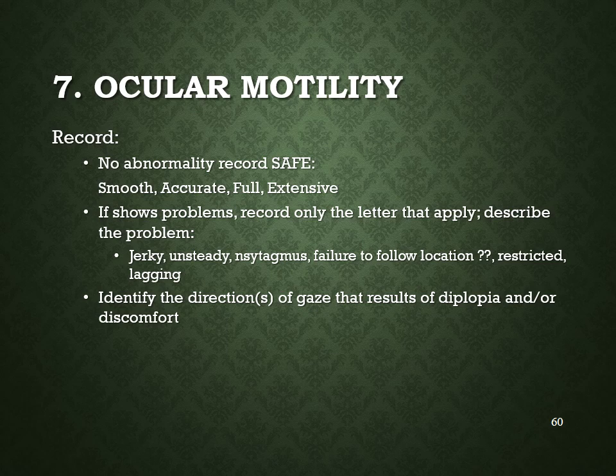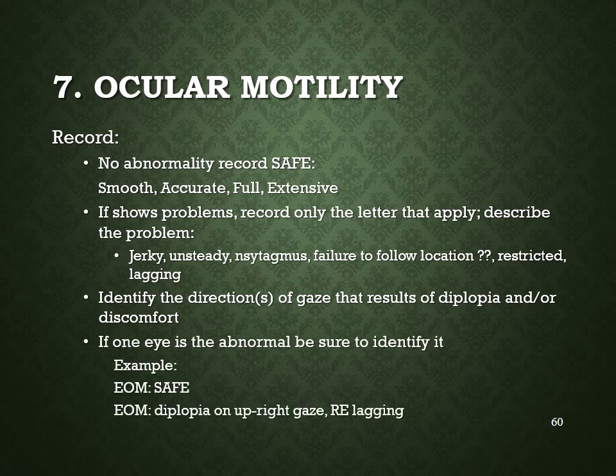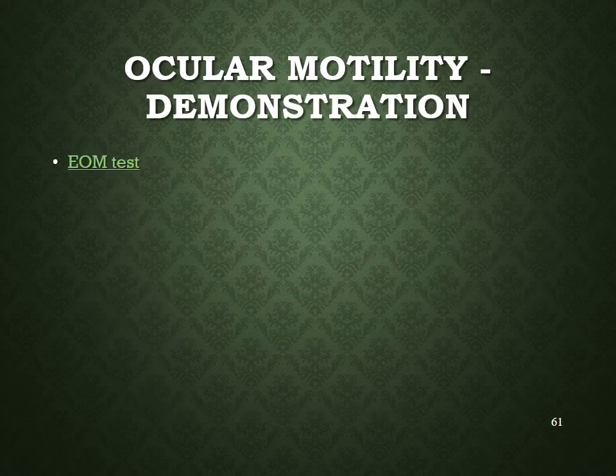Problems include jerky, unsteady, nystagmus, failure to follow location, restricted, or lagging. Also identify the direction of gaze that results in diplopia and or discomfort. If one eye is abnormal, be sure to identify it. Examples of recording: AOM SAFE, or AOM diplopia on upgaze, right eye lagging. For the ocular motility test demonstration, I have uploaded the video. Please refer to the iFolio.